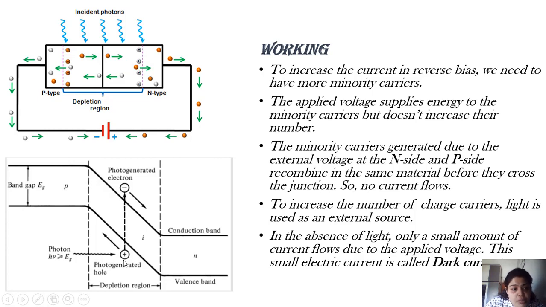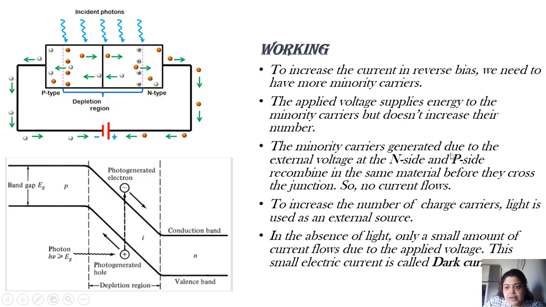Where will this hole be present? It will be present in the valence band. And where will the electron go? It will move to the conduction band, indicating that conduction occurs only when light is absorbed. Let us just again have a quick look at the working. The applied voltage supplies energy to the minority carriers, but it doesn't increase their number, as I just explained.